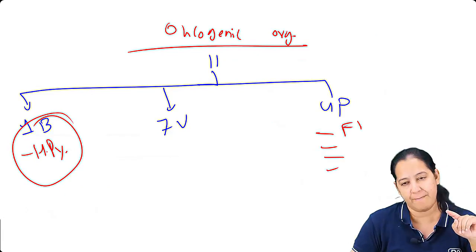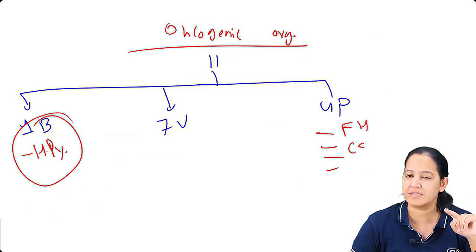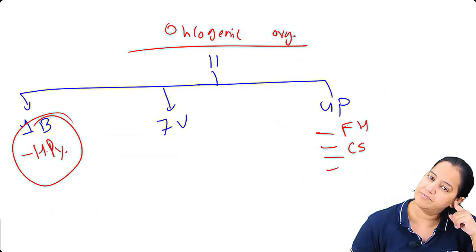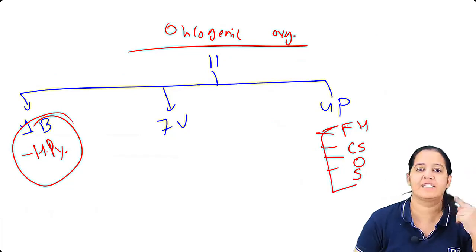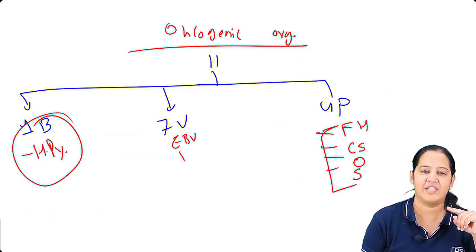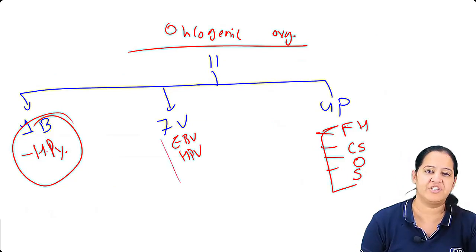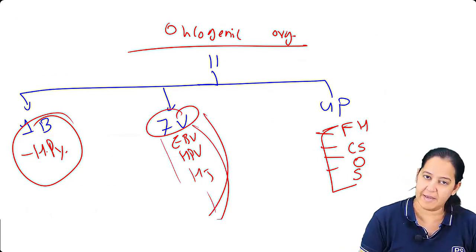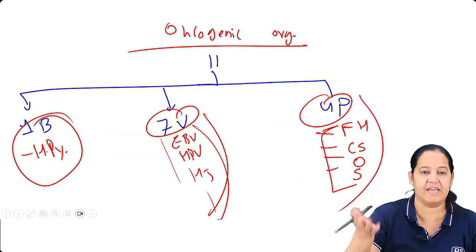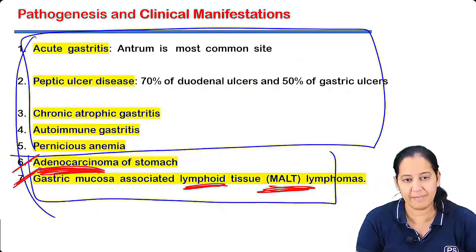It's Fasciola hepatica, Clonorchis sinensis, Schistosoma, and Opisthorchis. These are the 4 parasites. Viruses: EBV, HPV, HTLV. There are many viruses, so we will study them tomorrow. When I teach viruses and parasites, tomorrow and the day after tomorrow, don't worry. But among bacteria, it's only one.